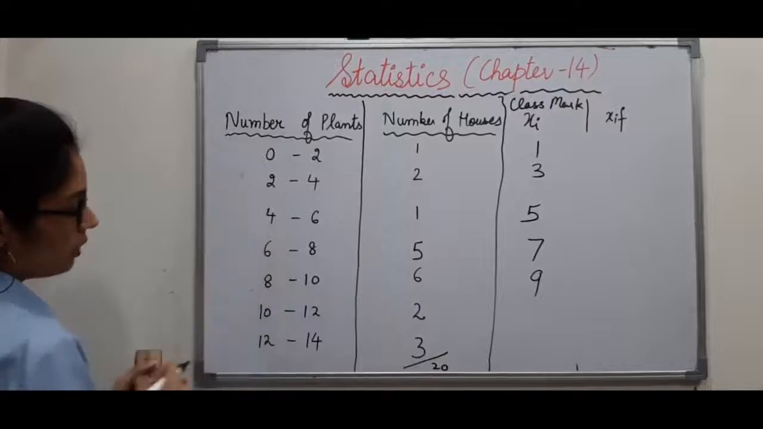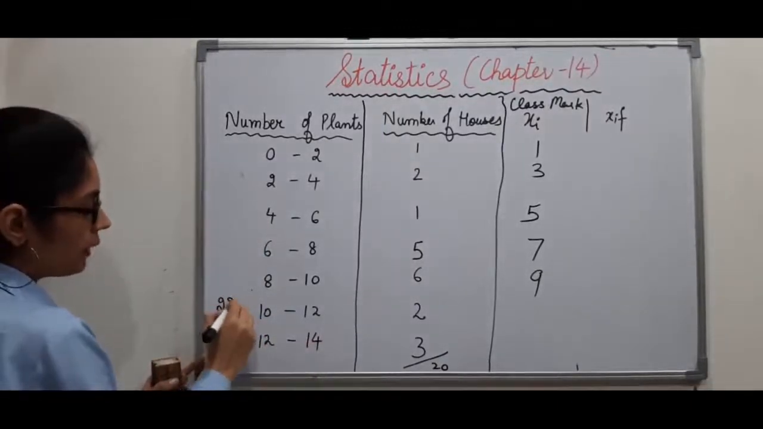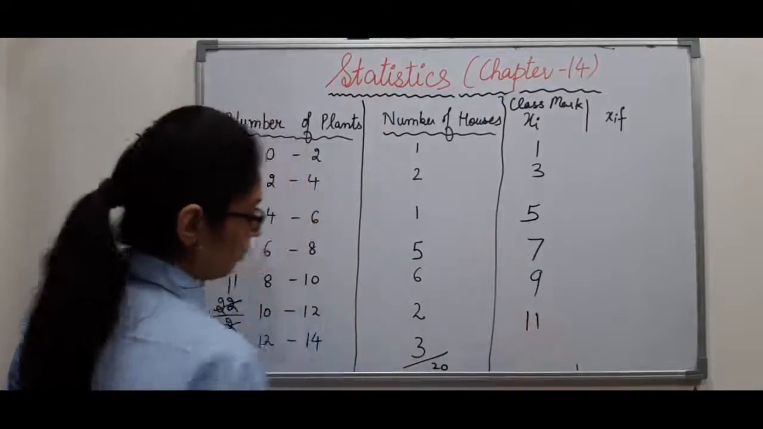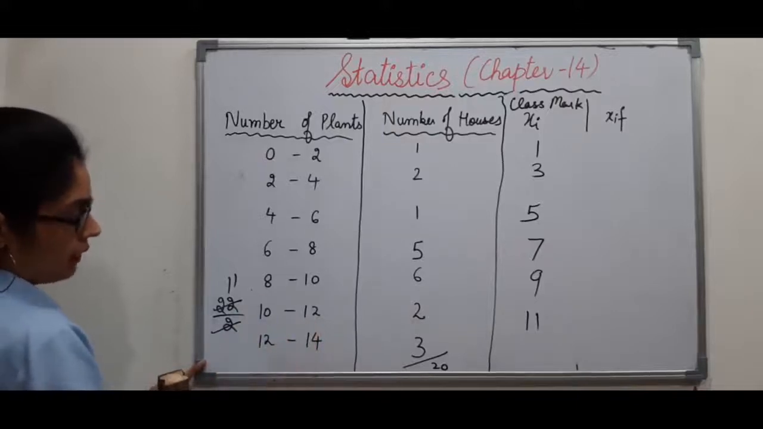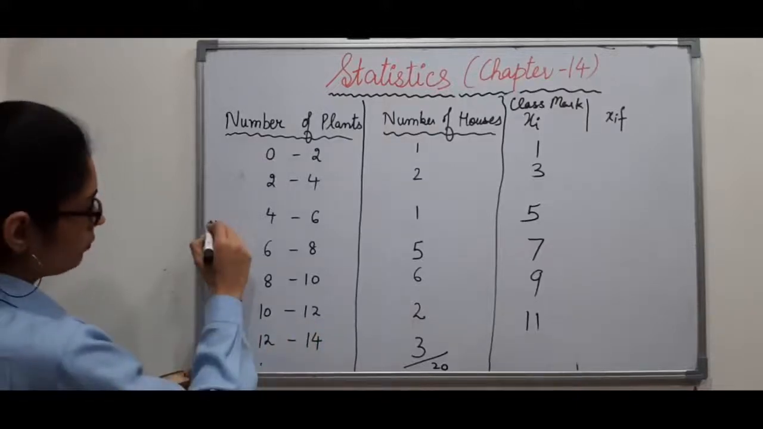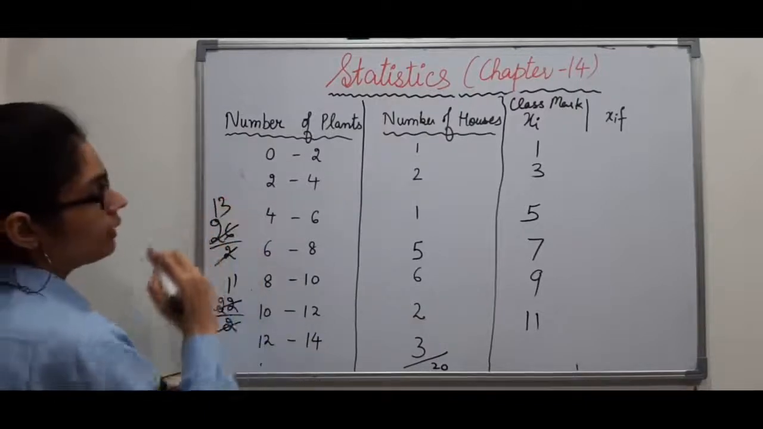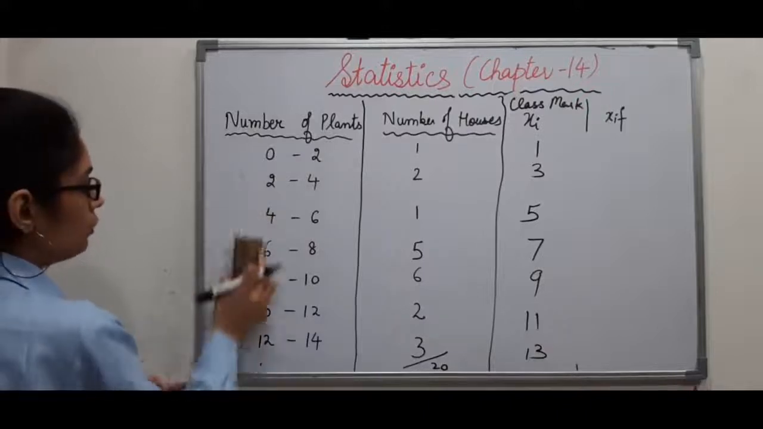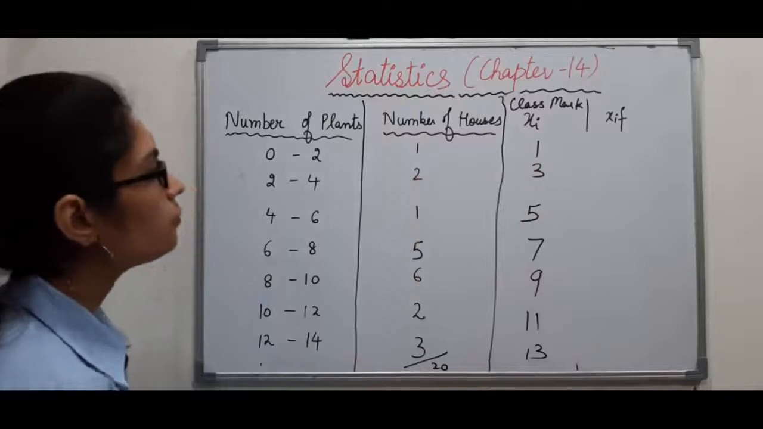Next one is 10 and 12. You add these two and get 22, so 22 by 2 is 11. You write that in front of this data. 12 and 14 gives 26, and 26 by 2 is 13. So now you have got the values of all the class marks. You just have to write them in front of this.